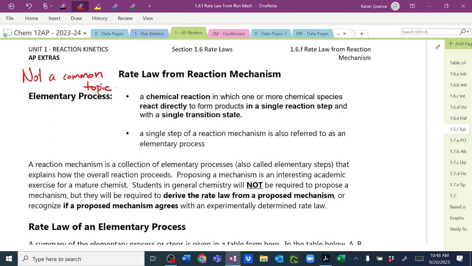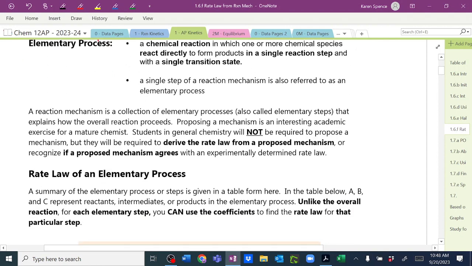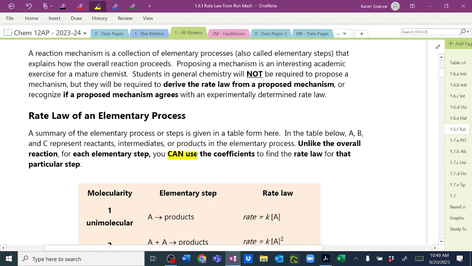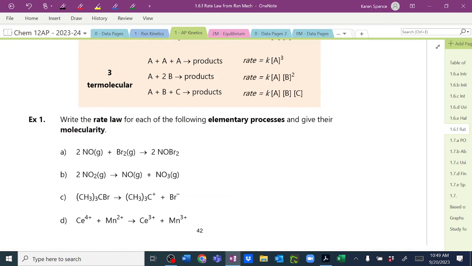So we know what an elementary process is, yes? Okay. You cannot derive the rate law from an overall reaction, but you can use the coefficients of each elementary step. So in an elementary step, you can derive the rate law for a reaction, okay? This is page 42. Yeah, 42.